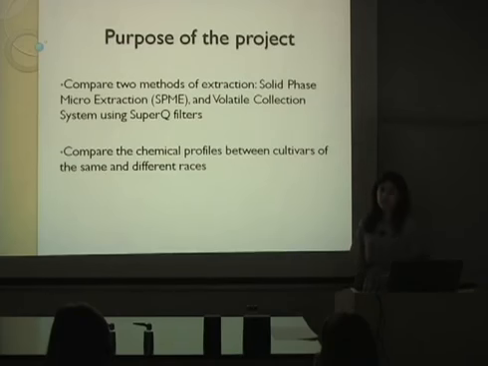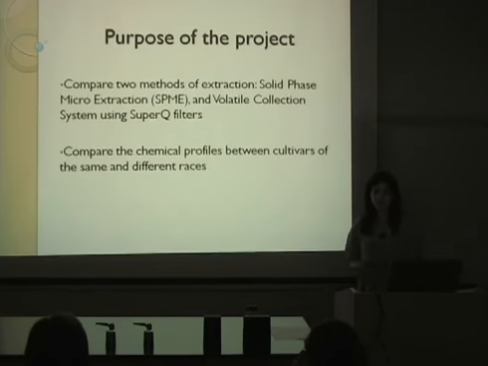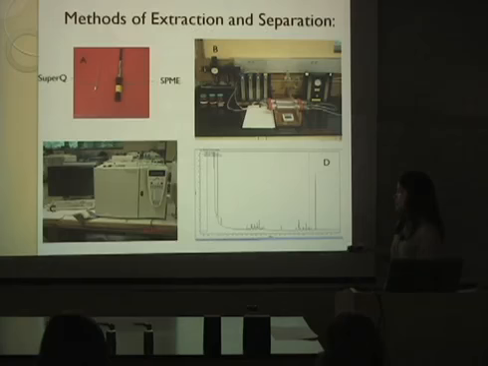So the purpose of my project was to compare the 2 methods of extraction that I used. The first method of extraction that I used was solid phase microextraction, and from now on I'm going to call it SPME to abbreviate. And then the second method that I used was the volatile collection technique using the Super Q filters. I'm going to abbreviate it as the Super Q method. And then my second purpose was to compare the chemical profiles between the cultivars of the same and different races. So at the end, I'm going to come up with a comparison of all 9 cultivars that I analyzed.